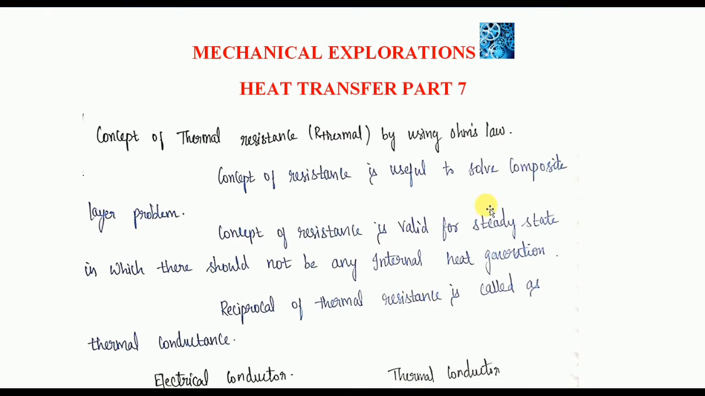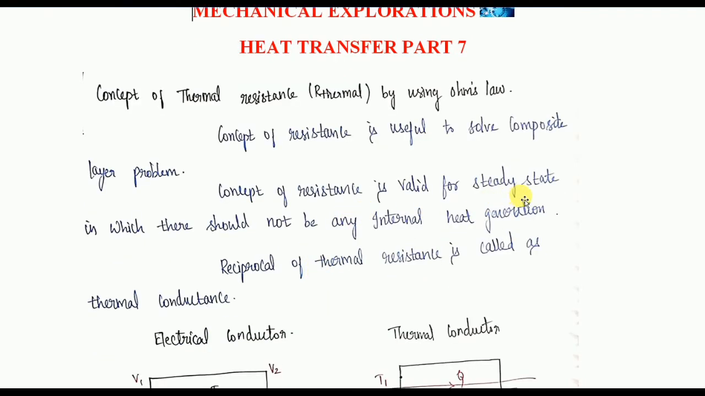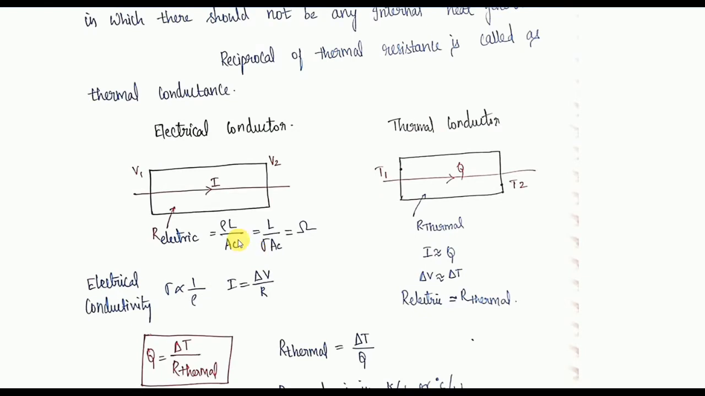So now moving on, you can see the concept of resistance is valid for steady state, in which there should not be any internal heat generation. This is one important concept that we need to assume. That is the thing we are assuming here. And you know that the reciprocal of thermal resistance is thermal conductance. Now coming to the concepts, you can see here.